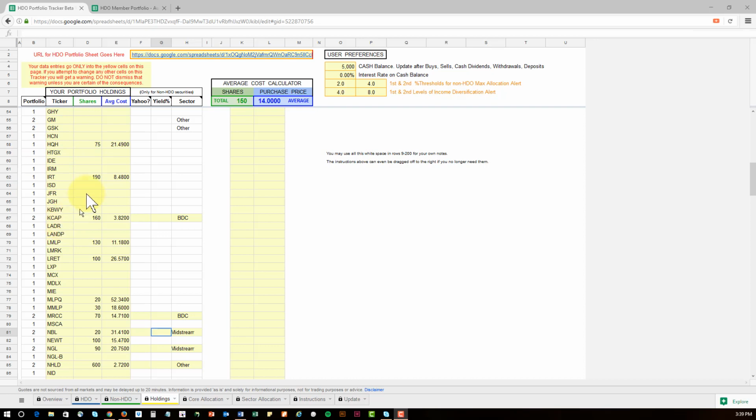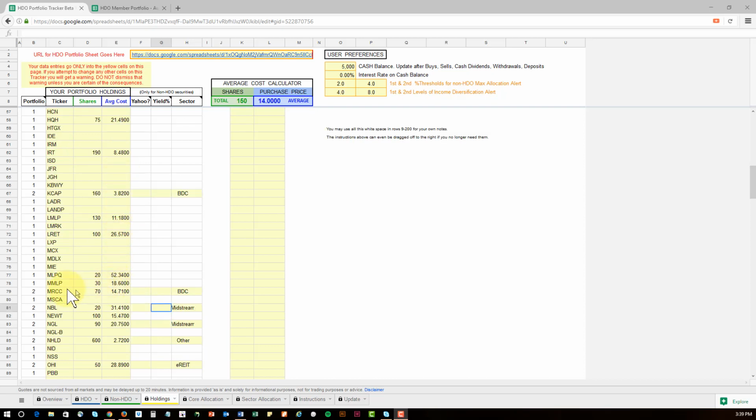The primary data that you'll enter is the number of shares and your average price or average cost. If you put in a non-HDO stock, you'll also be prompted for other information such as yield or sector. An average cost calculator is provided here if the value is not already known.